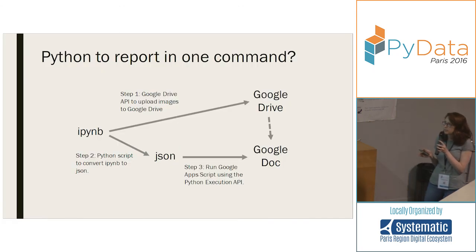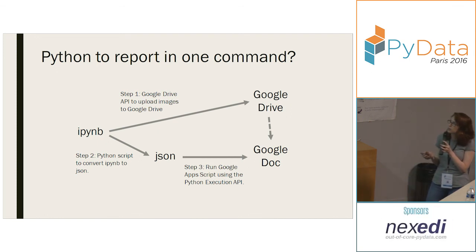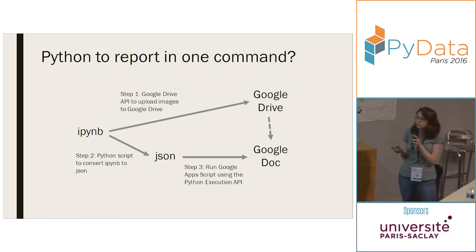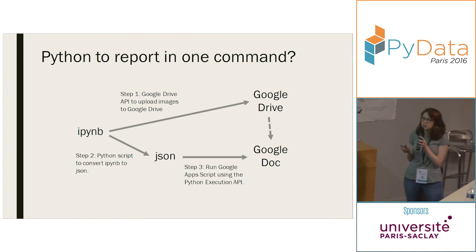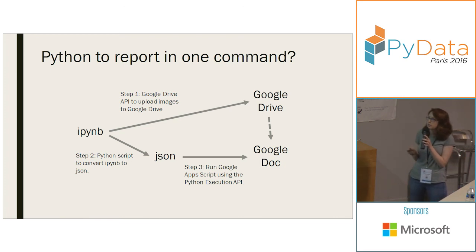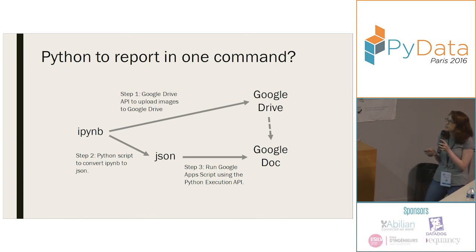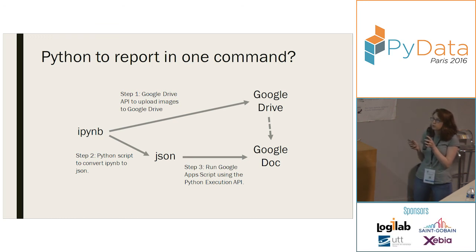And the final question to ask is, do we have Python to report in one command? We're almost there, actually. Step one, we have a Python script to upload images to Google Drive. Step two, we have another Python script to convert notebooks to some JSON. And what we want for step three is to be able to run a Google Apps Script using a Python script. We can actually do that using the Google Apps Script execution API, which does what it says on the tin, basically. So I can now wrap these three scripts up within one module, and I get a single command which I can run to create a Google document report from a notebook.